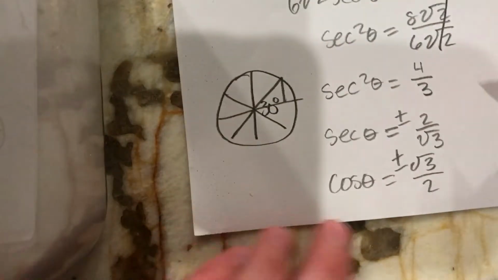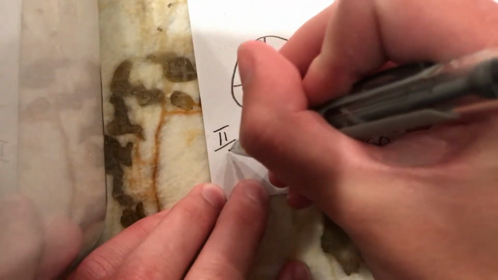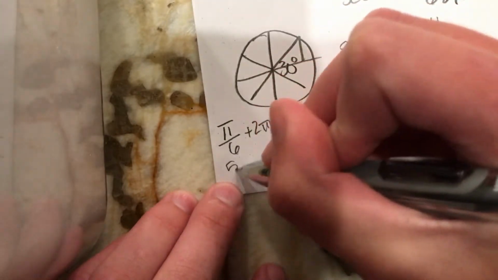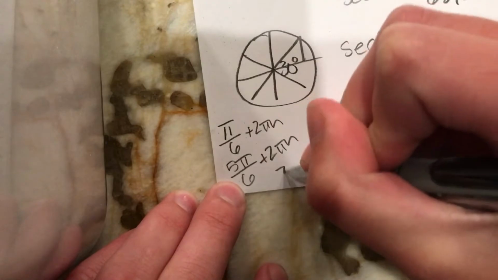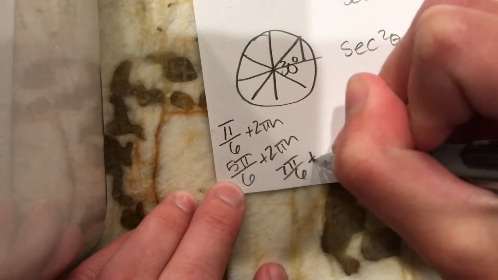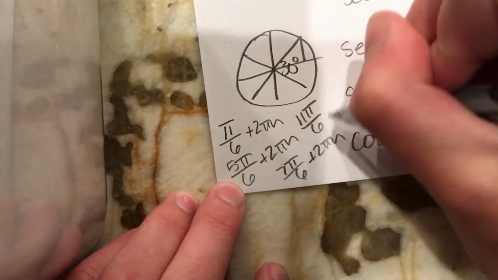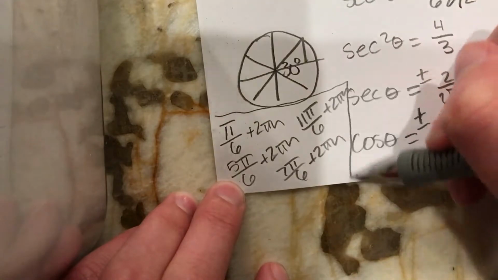30-degree angle. So that means your answers are pi over 6 plus 2 pi n, 5 pi over 6 plus 2 pi n, 7 pi over 6 plus 2 pi n, and 11 pi over 6 plus 2 pi n. And those are your answers.